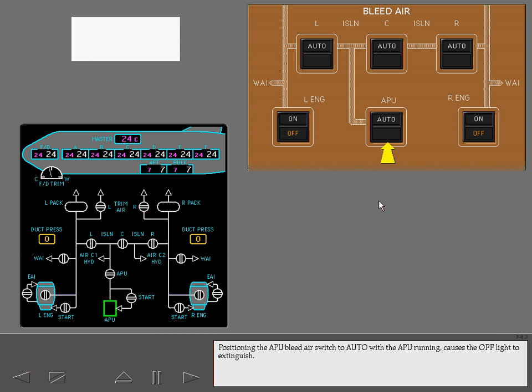Positioning the APU bleed air switch to auto with the APU running causes the off light to extinguish. It also opens the APU bleed air valve and all three isolation valves, allowing air into the bleed air ducting. Duct pressure indicators on the synoptic indicate pressure in the ducts. Bleed air is now available for the air conditioning packs and for starting the left and right engines.